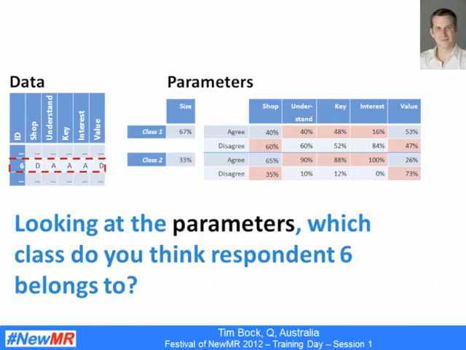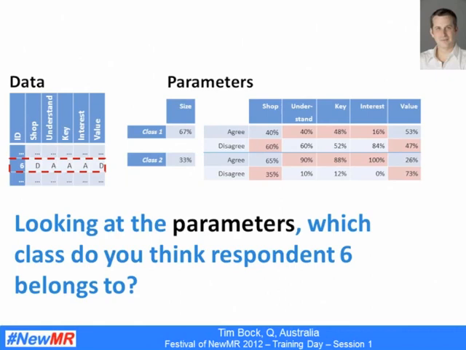Now, which segment or class do you think our respondent belongs in? I've shaded the actual responses of the respondent in pink. And if you look at the data, what you can see is the respondent's first choice of disagreeing is more consistent with being in class 1 on the first attribute because people in class 1 were more likely to disagree.